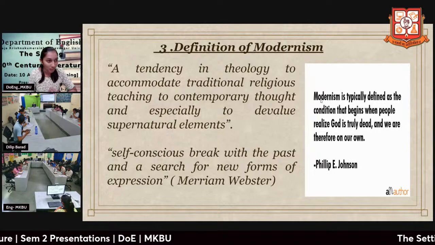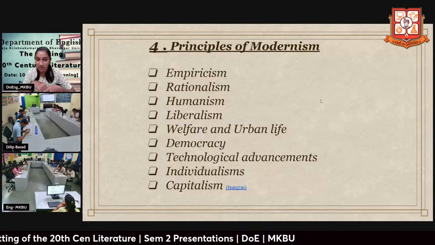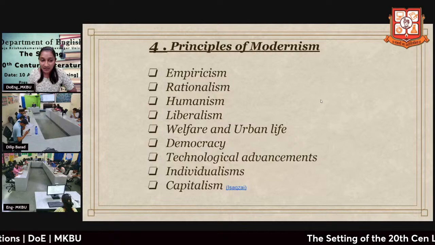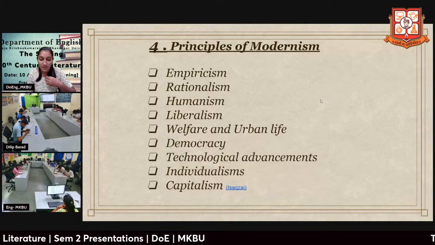Now the principles of modernism. Here I took the principles of modernism. These principles play a vital role. We study and explore the impact of art on literature and society. The first one is empiricism, then rationalism, humanism, liberalism, welfare and urban life, urbanization, democracy, and technological advancement. Individualism and capitalism are also significant principles of modernism.